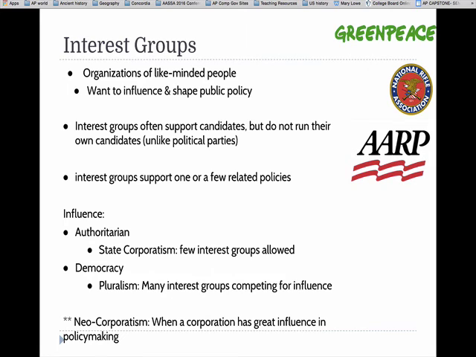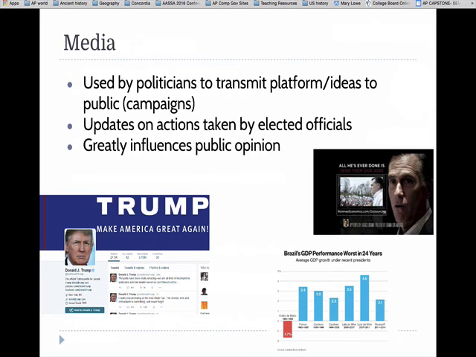A final linkage institution that's important to know, and it's probably the most obvious out of them, is the media. The media is probably the most important linkage institution in informing the people about the elections, informing them about the politicians, and also influencing them. This is used by politicians. We see this as a way to transmit their ideas, also called a platform, to the public. So we see this in campaigns. We see this now through social media, the use of Facebook, the use of Twitter.